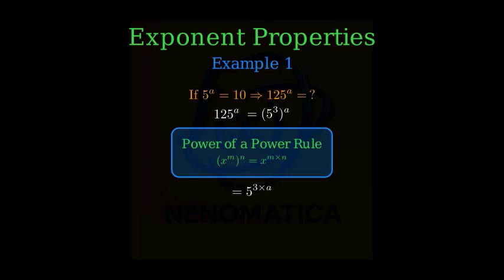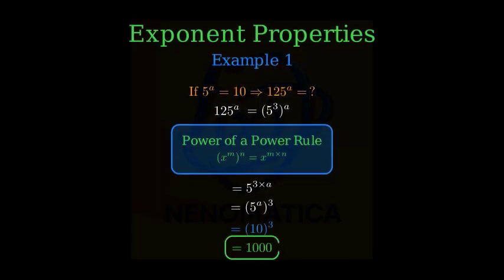So 5 cubed raised to the power of a equals 5 raised to 3 times a. So we've simplified 125 raised to the power of a to 5 raised to 3a. Now, let's use the given information to find the value. We know that 5 raised to the power of a equals 10. So we can substitute this value. Finally, we calculate 10 cubed, which is 1,000. So 125 raised to the power of a equals 1,000.